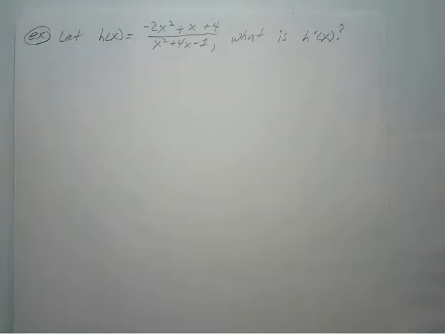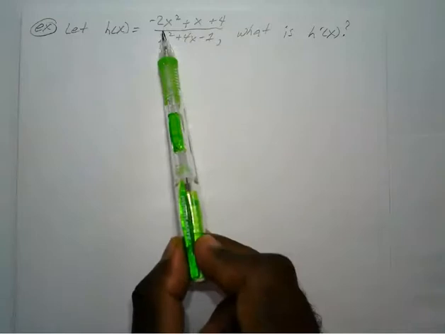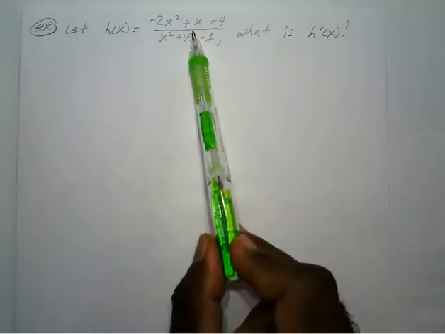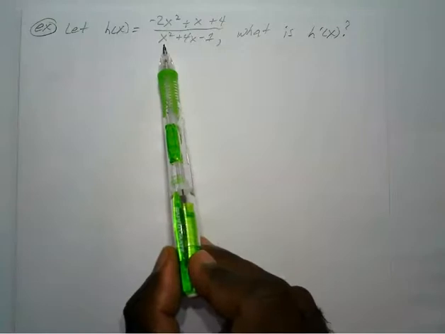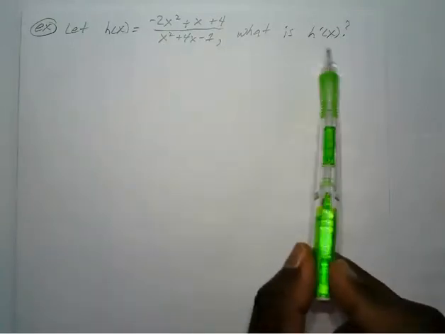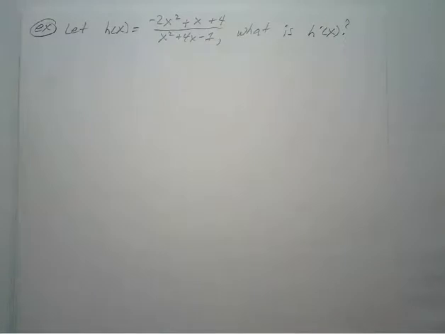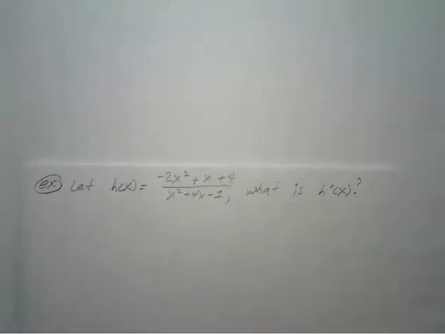Okay, so what if we let the function h of x equal negative 2x squared plus x plus 4 all over x squared plus 4x minus 1. So what is h prime of x? In other words, the derivative of h of x.